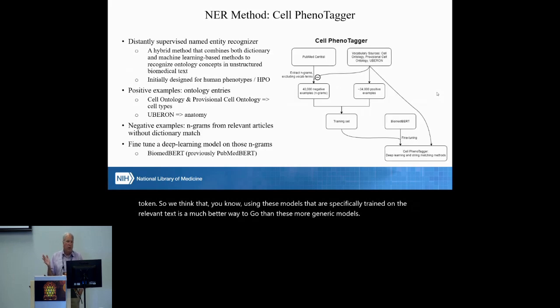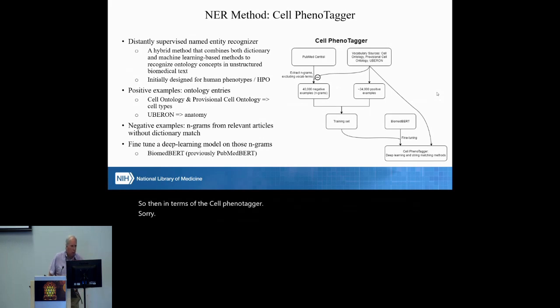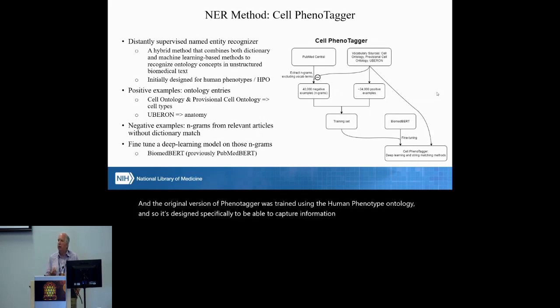So then in terms of the cell Phenotagger, this Phenotagger is an approach that's a hybrid method that combines both dictionary and machine learning based methods to recognize ontology concepts in unstructured biomedical text. The original version of Phenotagger was trained using the human phenotype ontology, so it's designed specifically to capture information about human phenotypes.